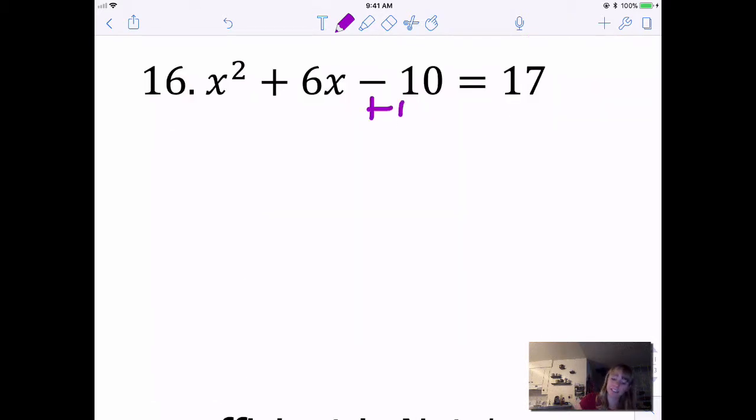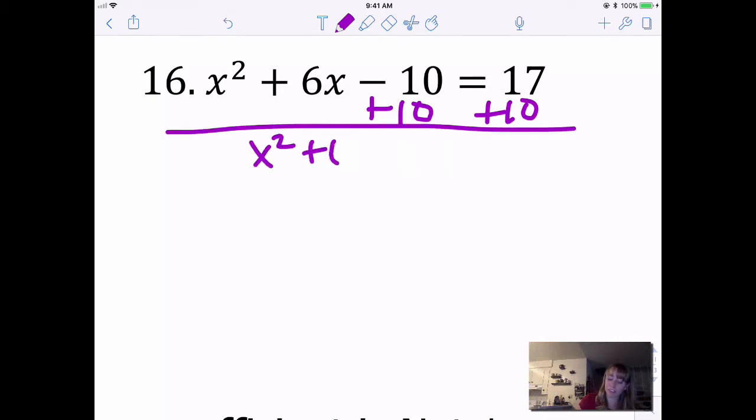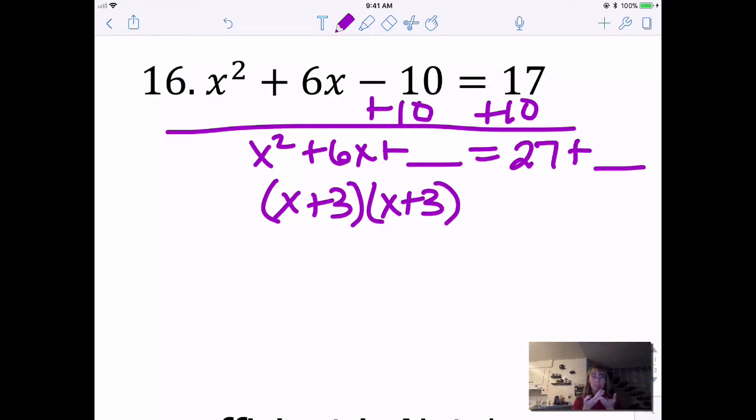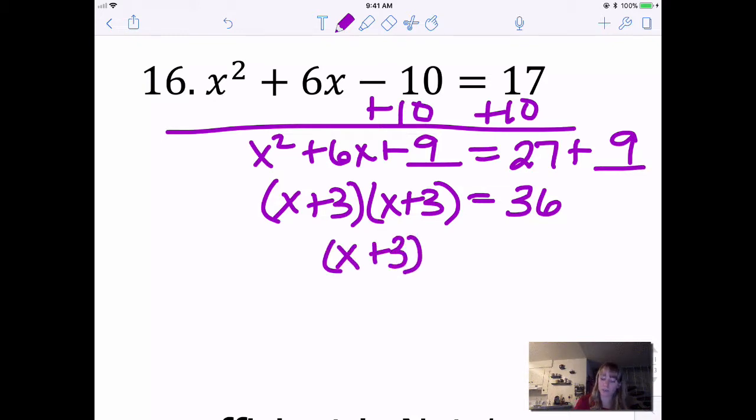16, again, this 10 is extra, so get rid of it. x squared plus 6x plus blank equals 27, and then plus blank. I want to know what goes in there. So I get x plus 3 and x plus 3, because 6 divided by 2 is 3. And then I have to square 3 to get what goes in my blank. So I get 9 in each blank. 27 plus 9 is 36. And the final completion of the square is x plus 3 squared is 36.